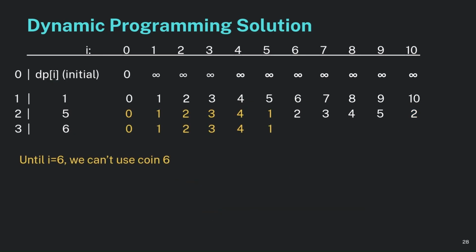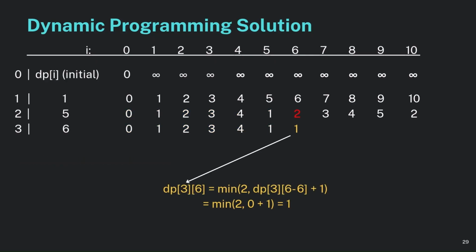For the 6-cent coin, again, we can't use this coin until the target is at least 6. We are doing the same steps and always taking the minimum. For example, when the target is 6, I'm looking at whether it is better to take that coin or not. If I don't take that coin, I need to use 2 different coins, as you can see on the upper row. But if I use that coin, then I only need to use 1 coin. So, since 1 is smaller than 2, I'm taking that coin into my pocket.